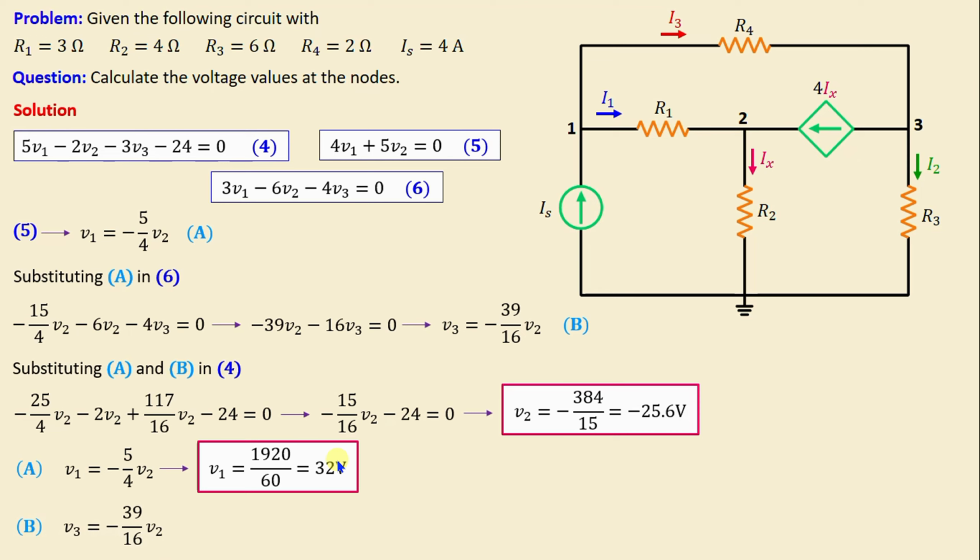And from equation B, we have V3 is equal to negative 39 over 16 V2. By replacing V2 with its numerical value, we obtain V3 is equal to 14,976 over 240 is equal to 62.4 volt. After completing the calculation, we conduct a simulation using SPICE to verify our results. Now let's proceed to the SPICE environment.